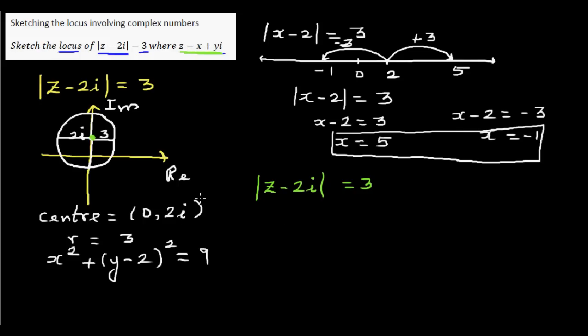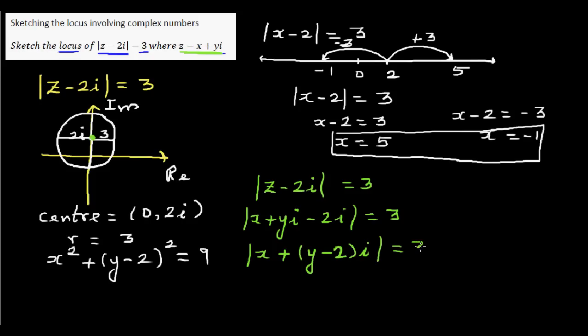So in place of z, I can put x plus yi. So this changes to x plus yi minus 2i is equal to 3. So writing this in rectangular form, taking the i out, it is x plus y minus 2, all times i, and the modulus is equal to 3. I made a mistake here, it is y minus 2, not y minus 1. This is right, because the center is 0 comma 2i.